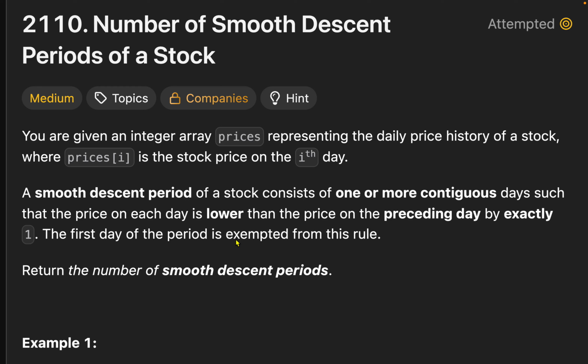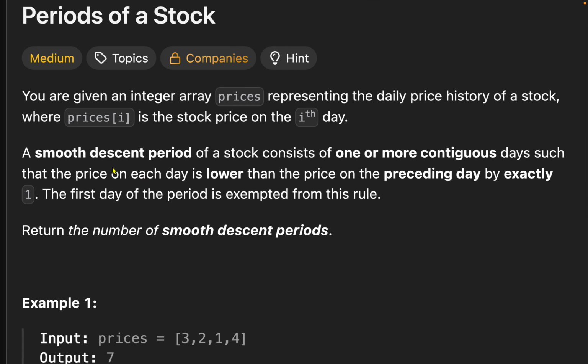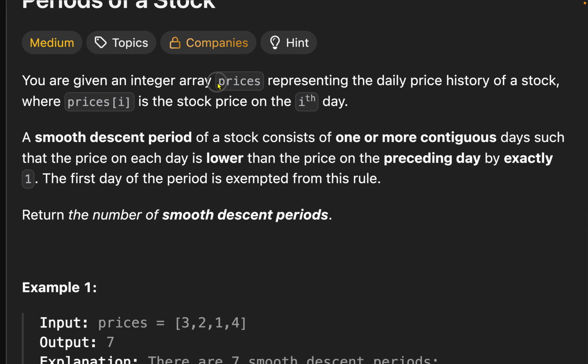So hello everyone, and today we'll be seeing one of the problems from Leetcode. The problem says number of smooth descents period of the stock. The problem goes like: we are given an integer array prices representing the daily price history of a stock, where prices[i] is the stock price on the ith day.